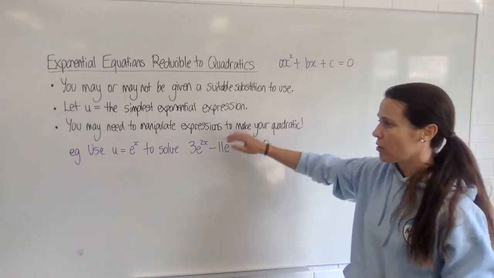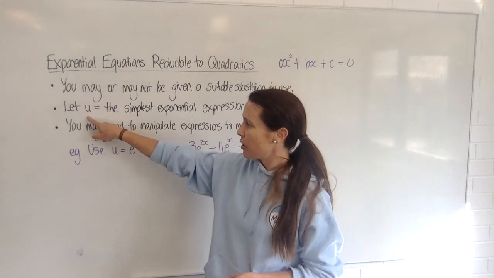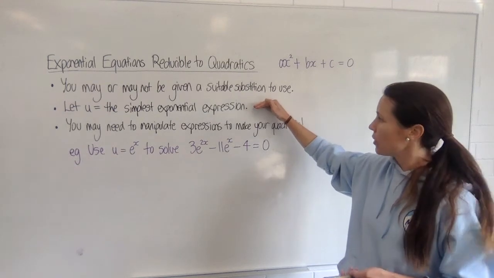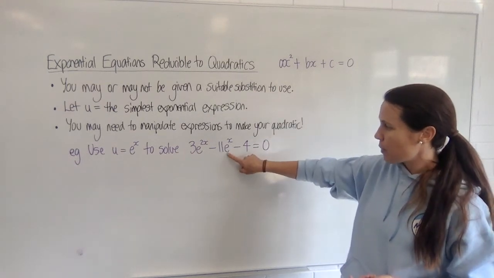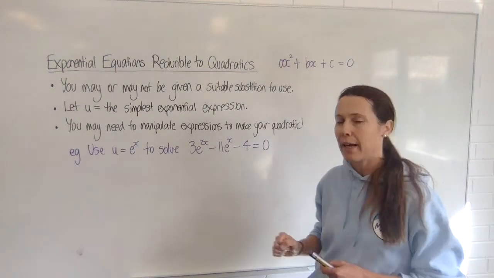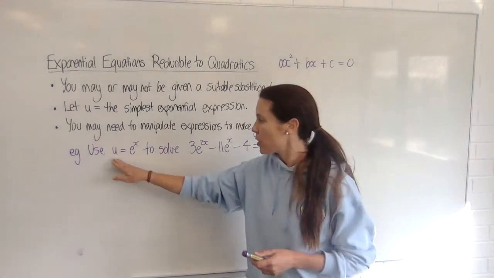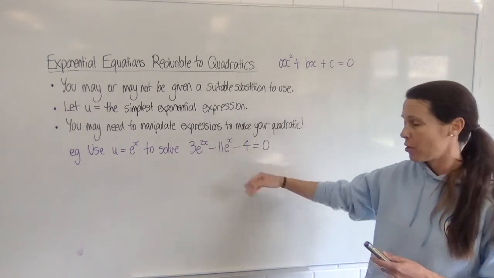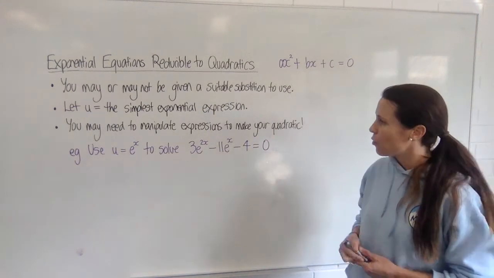Now, if they haven't told us what to use, generally you can let u equal the simplest part of the exponential expression. So here, the simplest part here is e to the x. This e to the 2x looks a little bit complicated, so if you're not told what to use, picking out that nice simple one that's presumably in the middle is the one to go for.